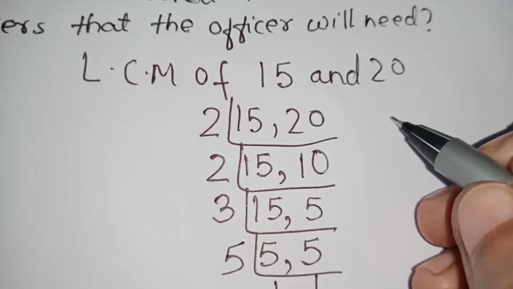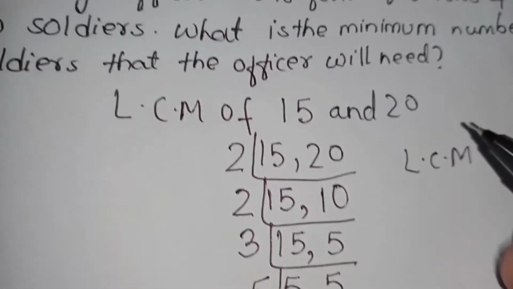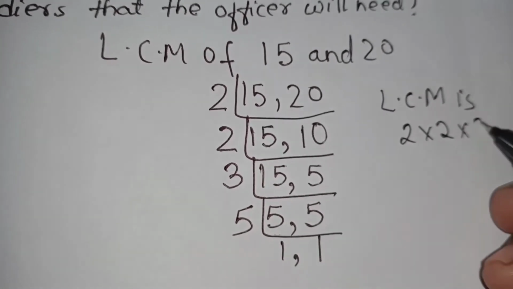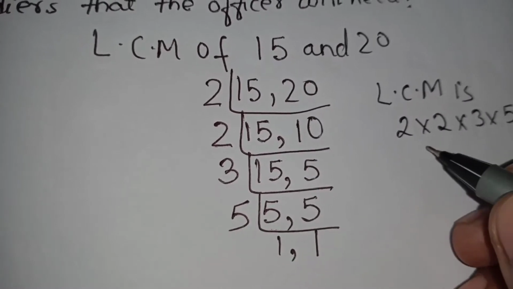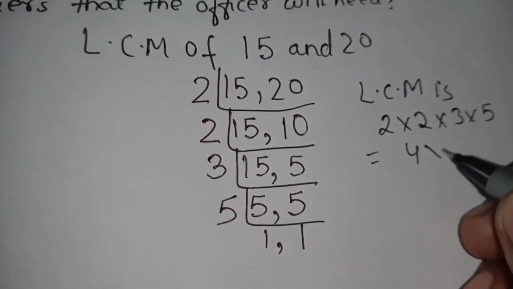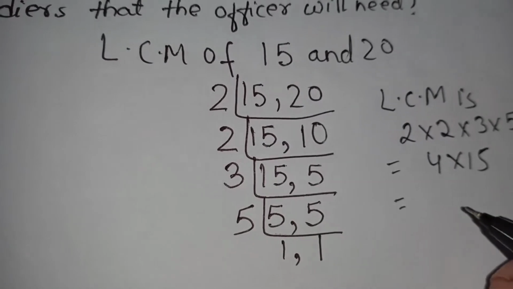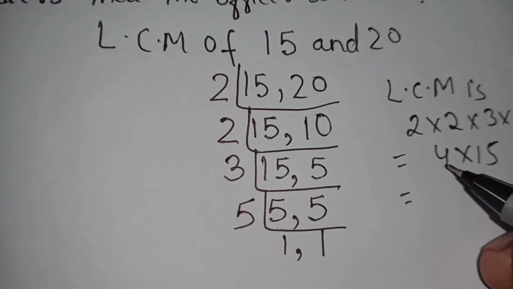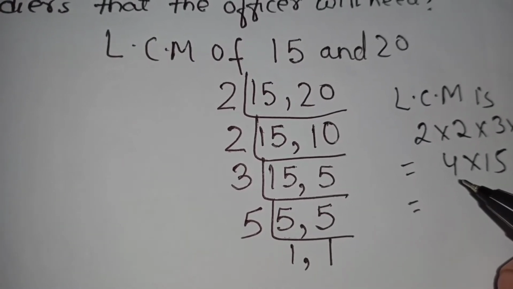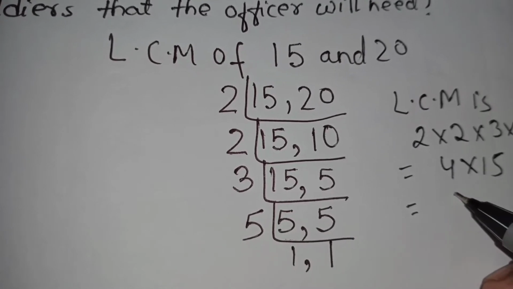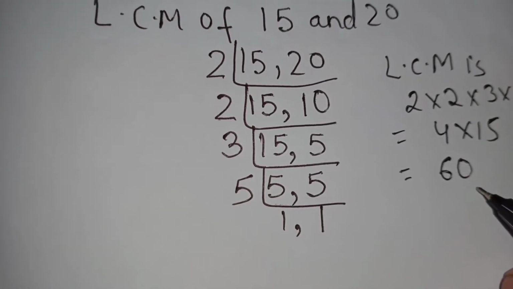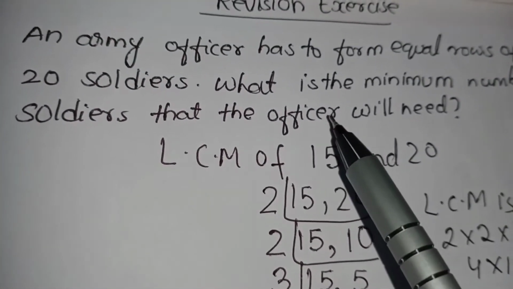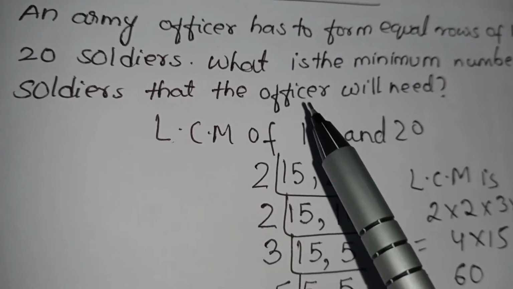Done. Now we will find the LCM. Whatever LCM we get will be the minimum number of soldiers. So the LCM is, you know how to find, 2 into 2 into 3 into 5. So 2 2s are 4, into 3 5s are 15. So 4 15s are how much? You can multiply, or 15 4s are how much? If you write it, it is the same only. So 15 4s are 60. So we got the LCM as 60. So this is the answer, what they are asking: the minimum number of soldiers that the officer will need.